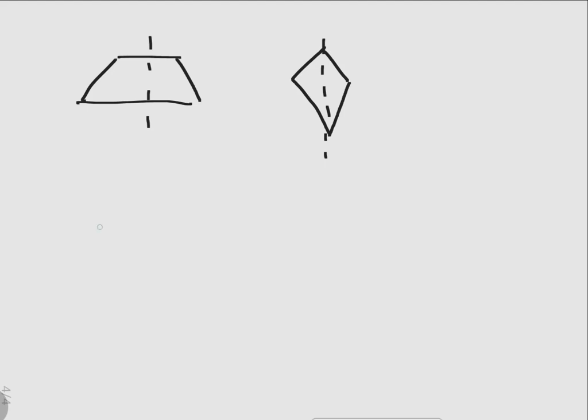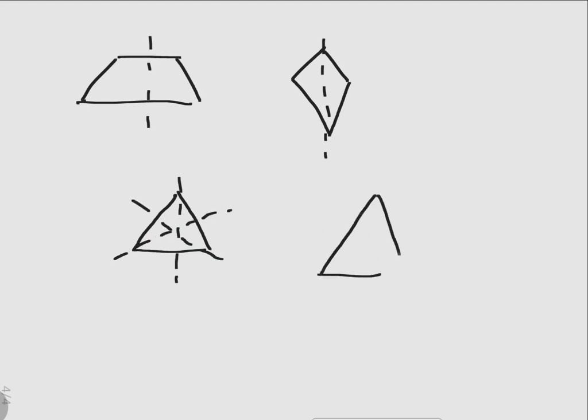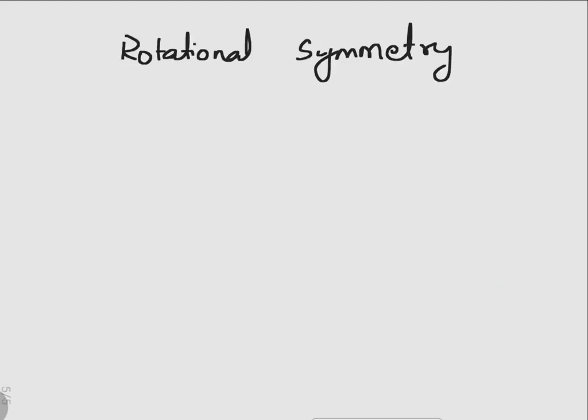What about an equilateral triangle? An equilateral triangle will have 3 lines of symmetry. What about an isosceles triangle? An isosceles triangle will have one line of symmetry. There are other shapes, for example, a heart shape, which has 1 line of symmetry, and so on and so forth. Let's take a look at rotational symmetry.